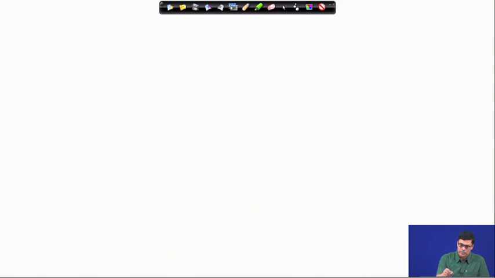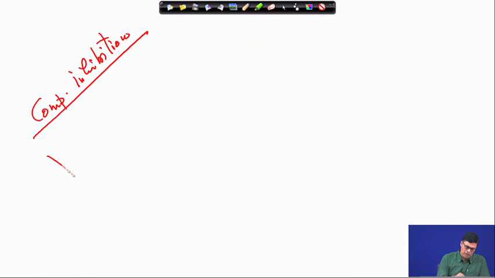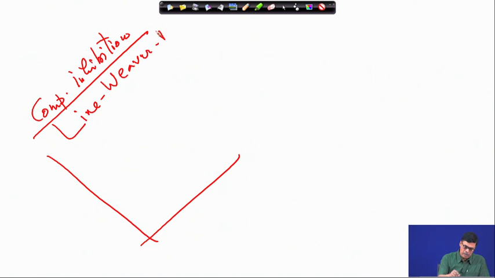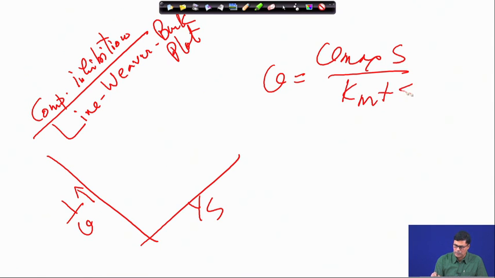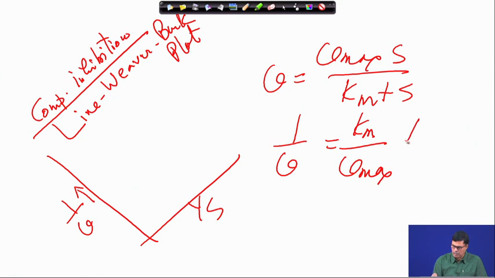We have already discussed competitive inhibition, and how we can find out the competitive inhibition nature with the help of the Lineweaver-Burk plot. What is the Lineweaver-Burk plot? It is nothing but 1 by V versus 1 by S. Am I right? The Michaelis-Menten equation is V equals Vmax S by Km plus S. Now if you write 1 by V, then we can write Km by Vmax times 1 by S plus 1 by Vmax.